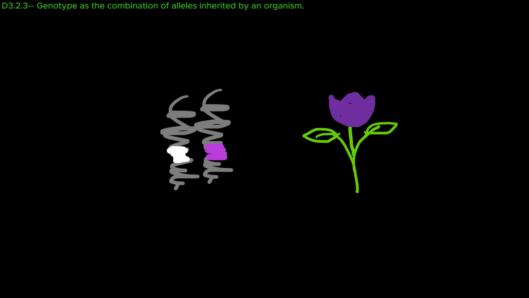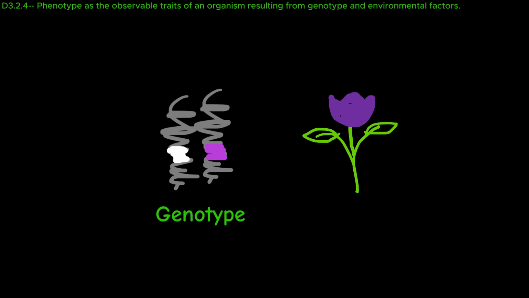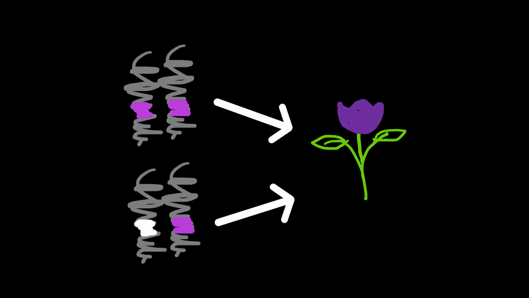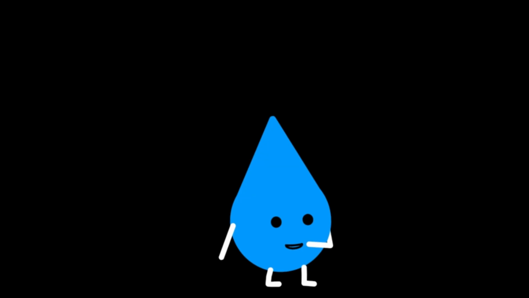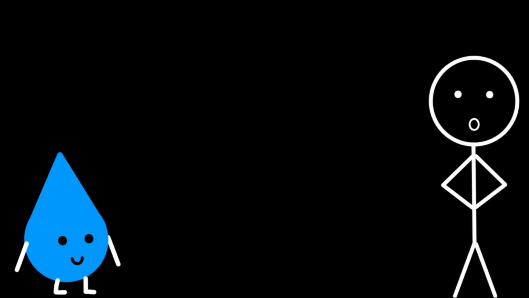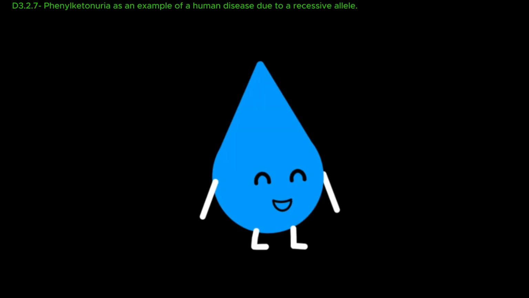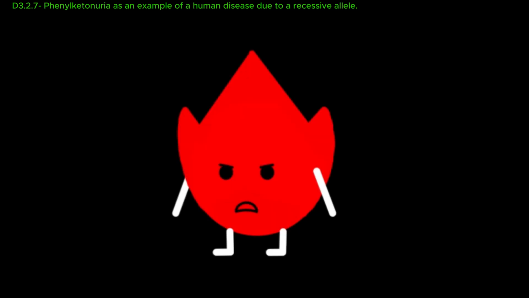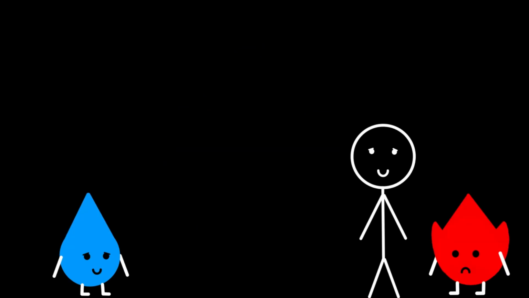We call the combination of genes the genotype, and the observable trait the phenotype. Multiple genotypes can give the same phenotype. There are examples in humans as well. Ooh, I'm interested. One example is phenylketonuria. What? Again?